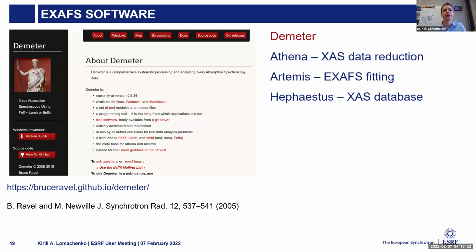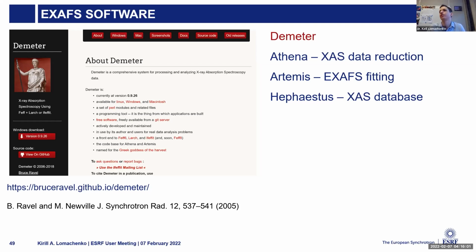So talking about the codes to do the job, the most common and, in my opinion, the most user-friendly and instructive code to do the job is the Demeter package. That means Athena and Artemis, the top parts of this package. Athena is used for data normalization, plotting of XANES and EXAFS. Basically, it's used for looking at the data, for aligning the data, for deglitching. And Artemis is used for EXAFS fitting.